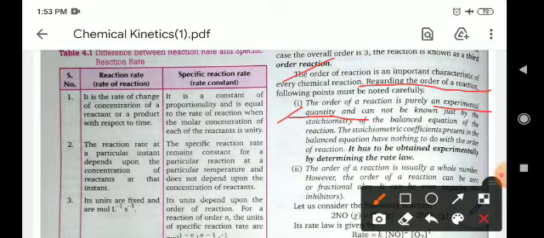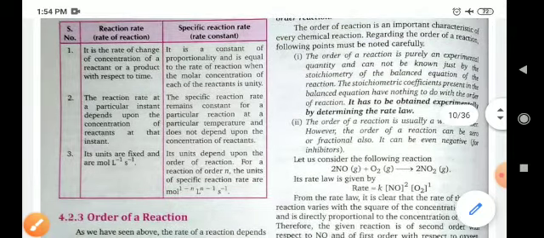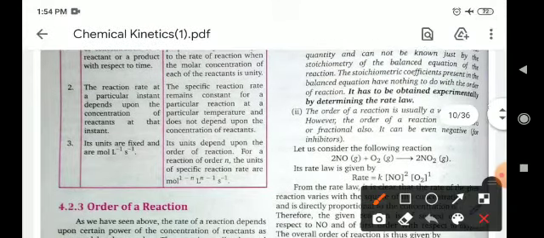If you are asked for the order of reaction of a reaction, then a rate constant will be given. By looking at the rate constant you can find out the order of reaction, which we will discuss later. So the order of reaction is purely an experimental quantity and cannot be known just from the stoichiometry of the balanced equation. Means by looking at the stoichiometric coefficients you cannot find out the order of reaction. It has to be obtained experimentally by determining the rate law.